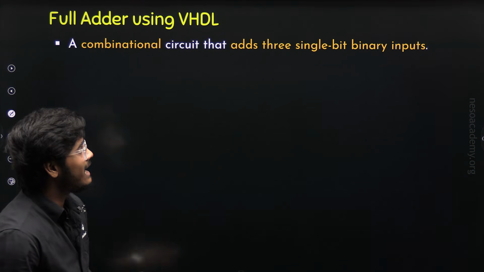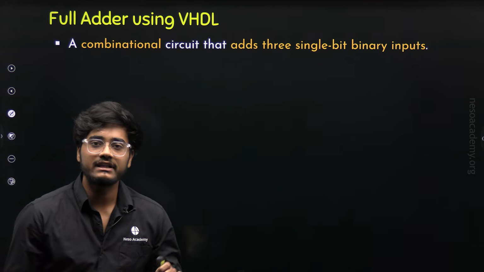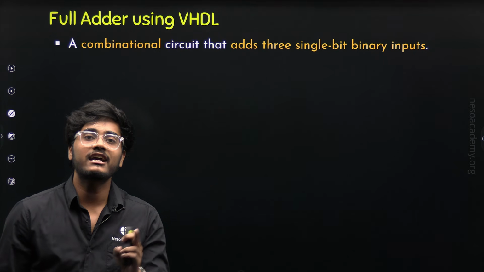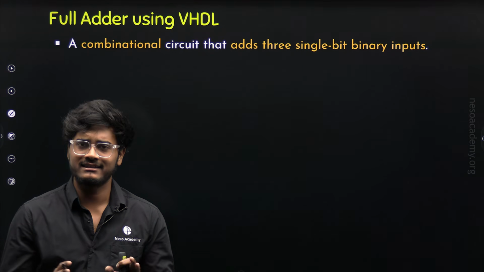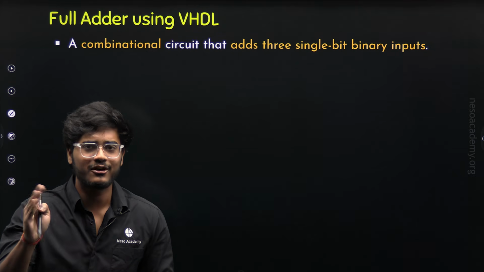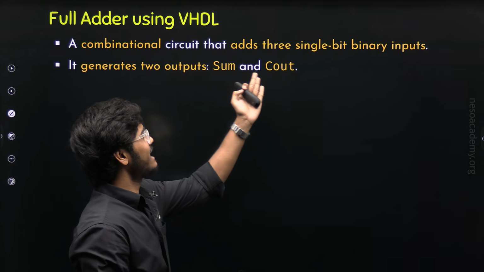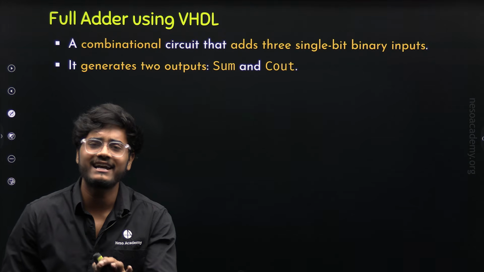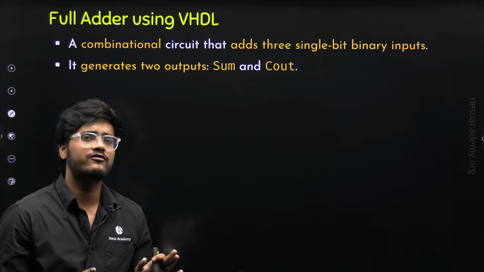And a full adder adds 3 single bit binary inputs. And out of these 3 single bit binary inputs, one input is the input carry from the previous stage. And just like any other adder, a full adder generates two outputs, sum and output carry. So, a full adder generates two outputs, sum and Cout. Here Cout means output carry or the final carry. So, I hope you understand what a full adder is.